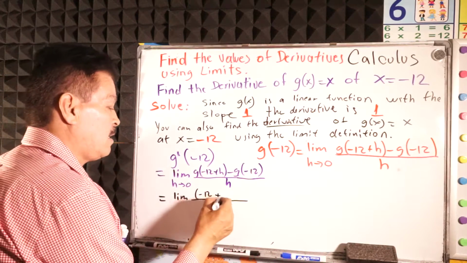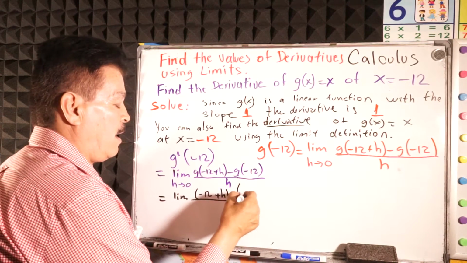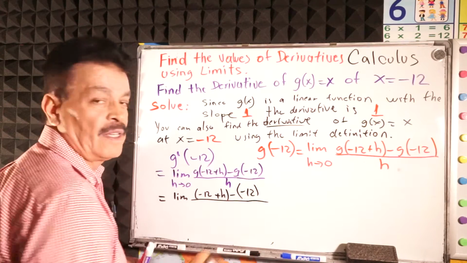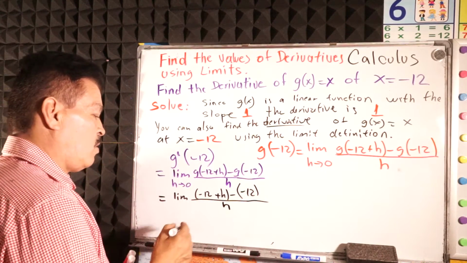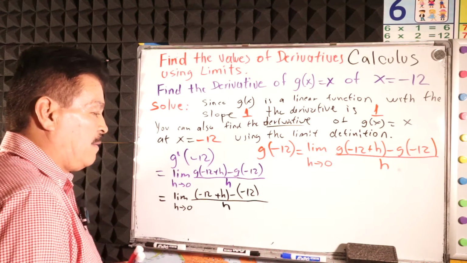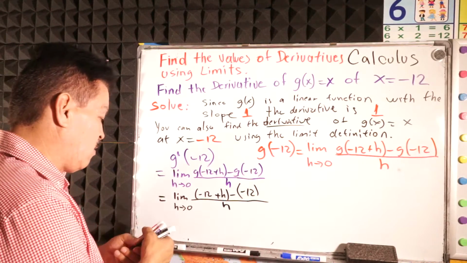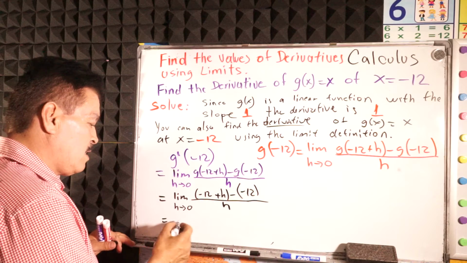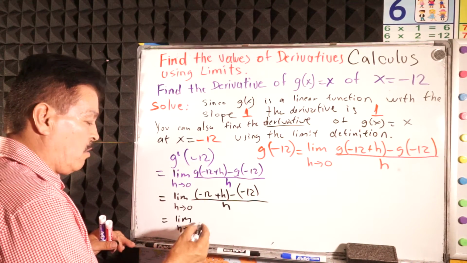plus h minus, cancel the 12 right here, divided by h. So when h approaches 0, here this step, next step is equals here, you cancel there, limit when h approaches 0.